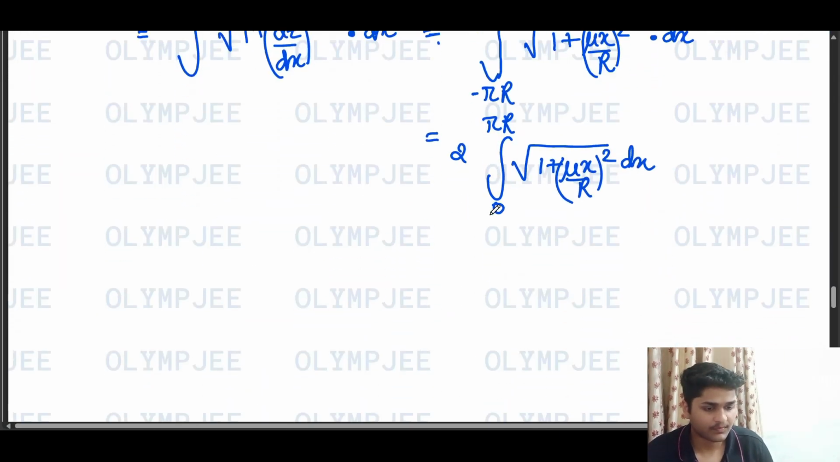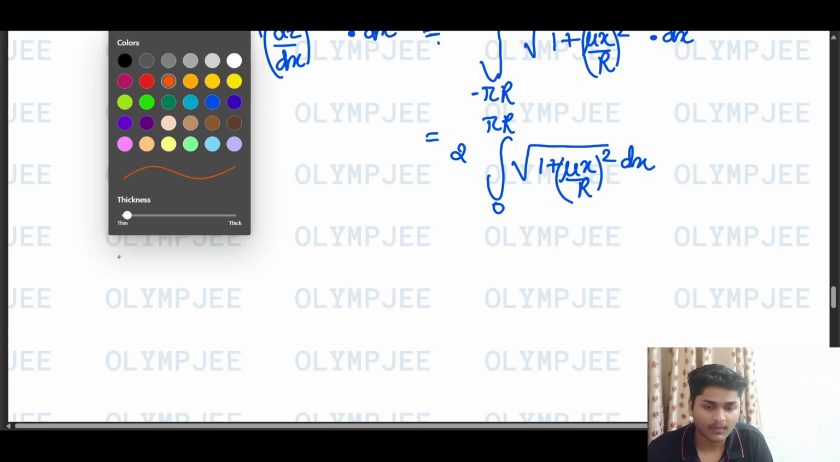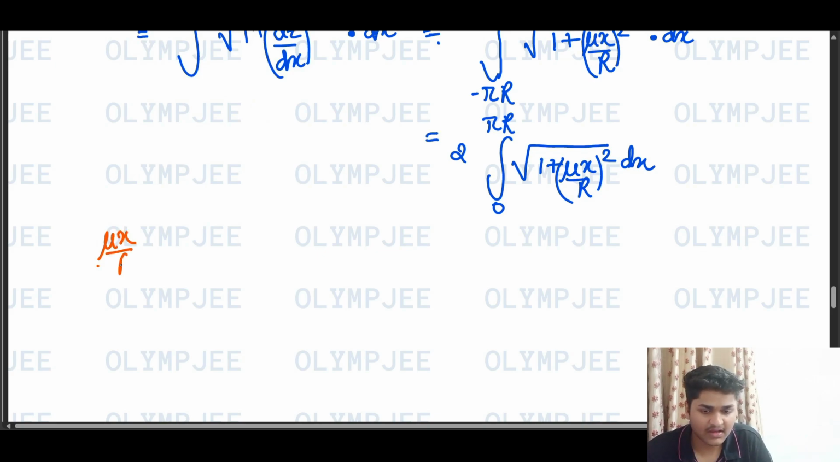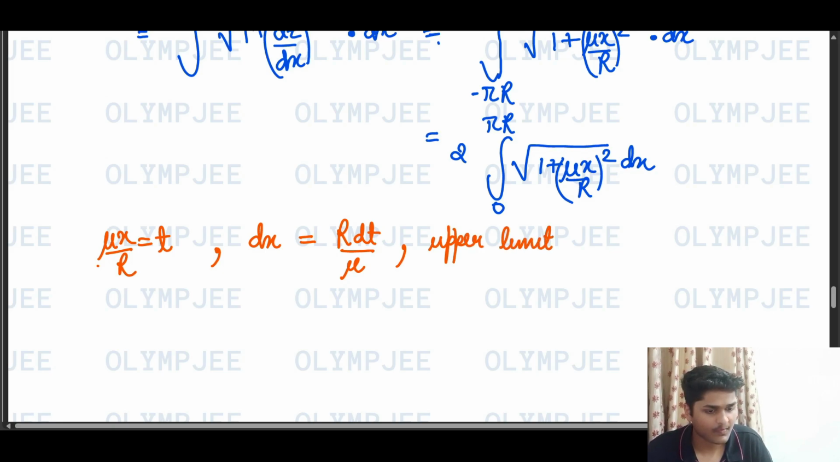So let us substitute mu x by r as t. Then this will imply that dx is equal to r into dt by mu, and the upper limit will become mu into r multiplied by the upper limit. Sorry, this was pi r. So the upper limit will become pi mu.